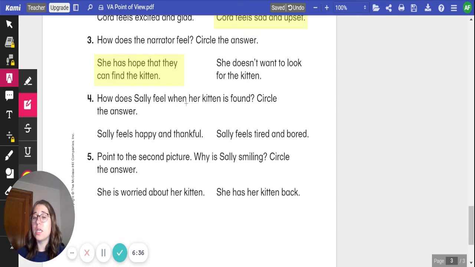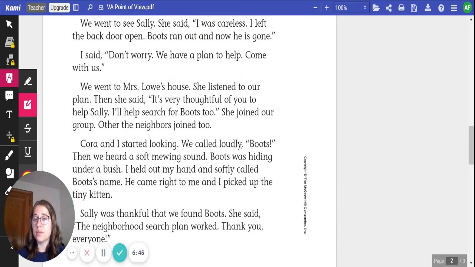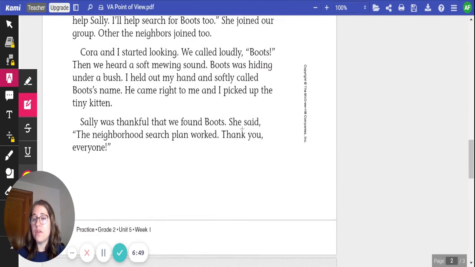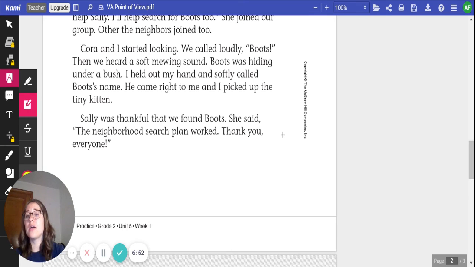How does Sally feel when the kitten is found? Circle the answer. So does Sally feel happy and thankful, or is Sally tired and bored? Let's look up here, when she finds the kitten, the last 2 paragraphs.